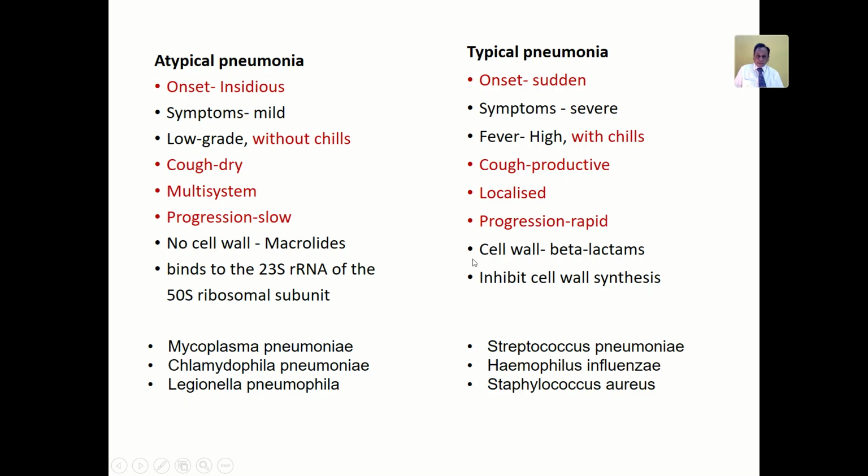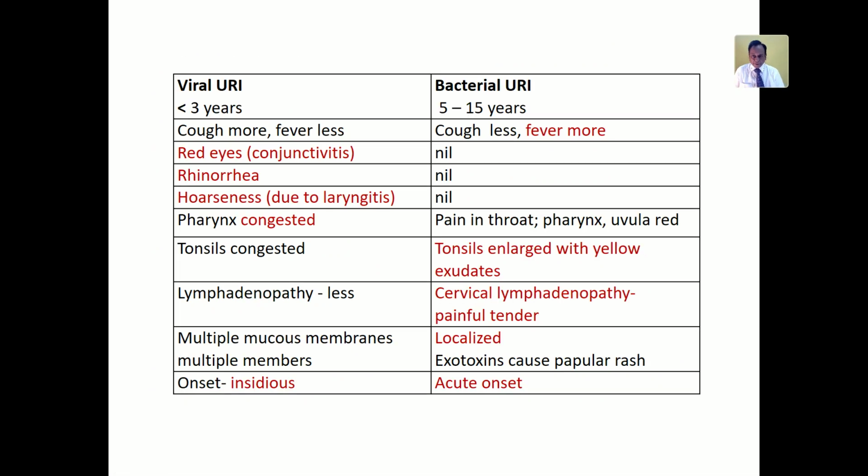Whereas in typical pneumonias, these organisms do have a cell wall, so you have to use an antibiotic that inhibits cell wall synthesis. So beta-lactams are found to be very good drugs, and the three common typical organisms are Streptococcus pneumoniae, Haemophilus influenzae, and Staphylococcus aureus.